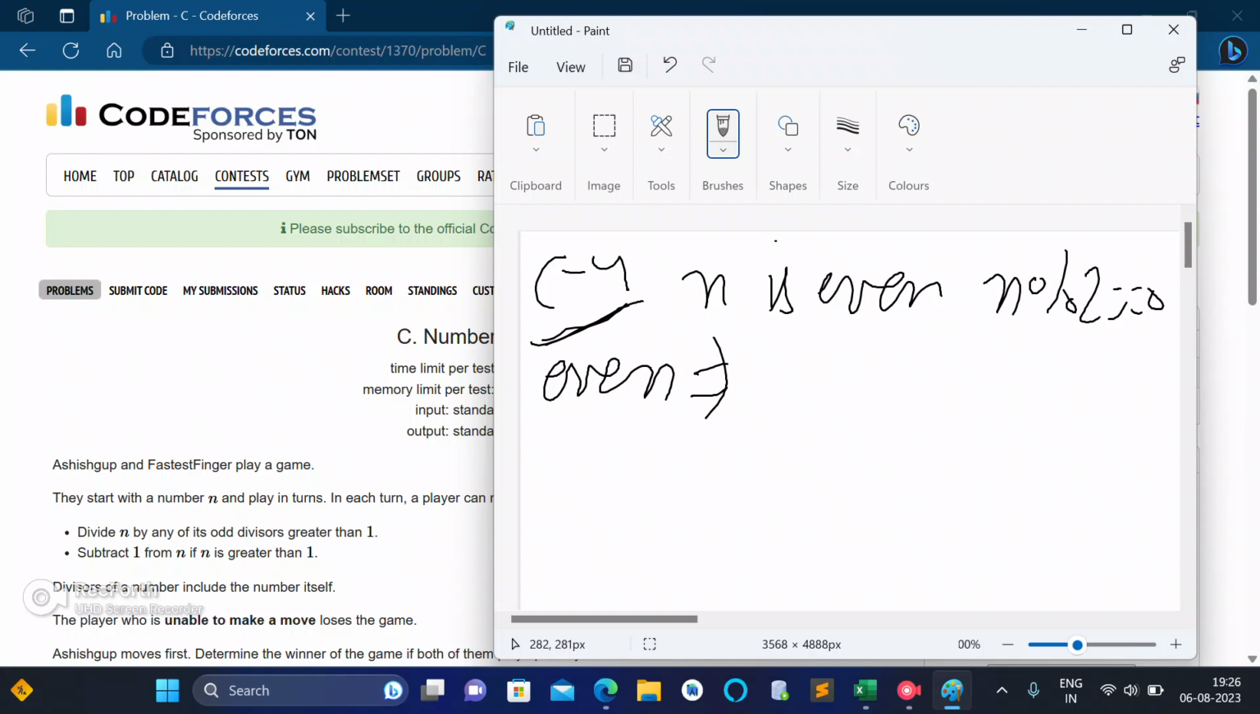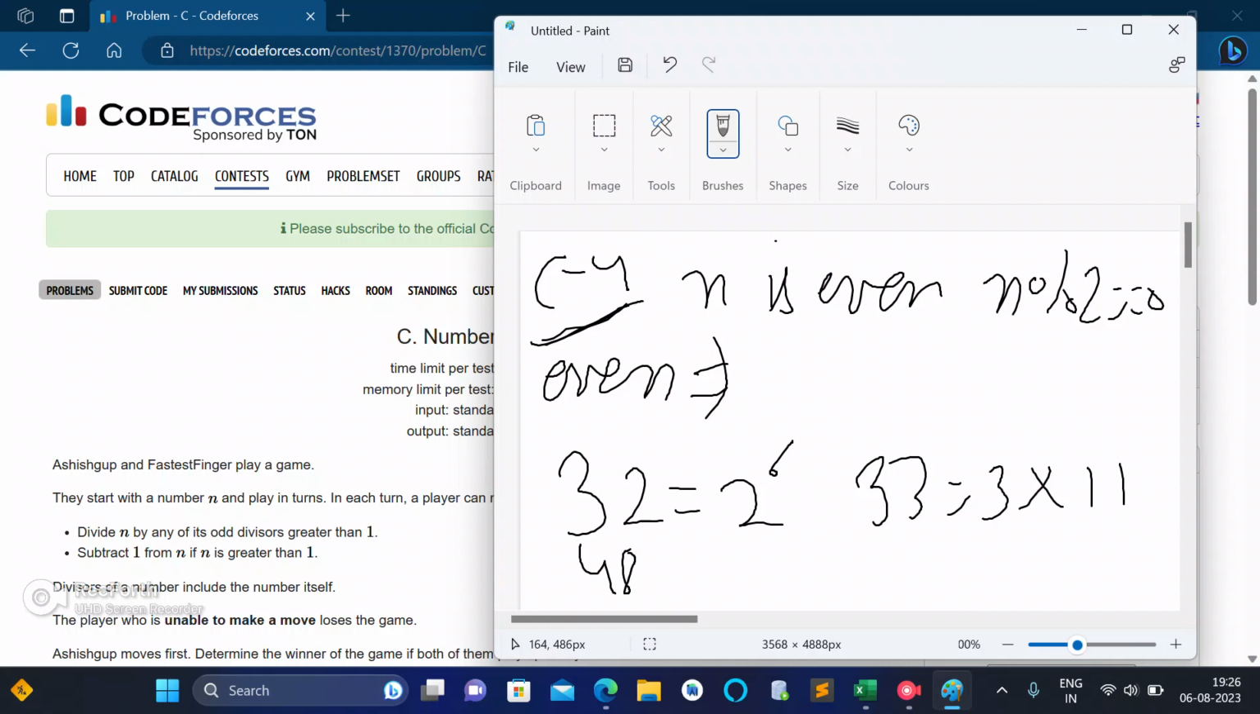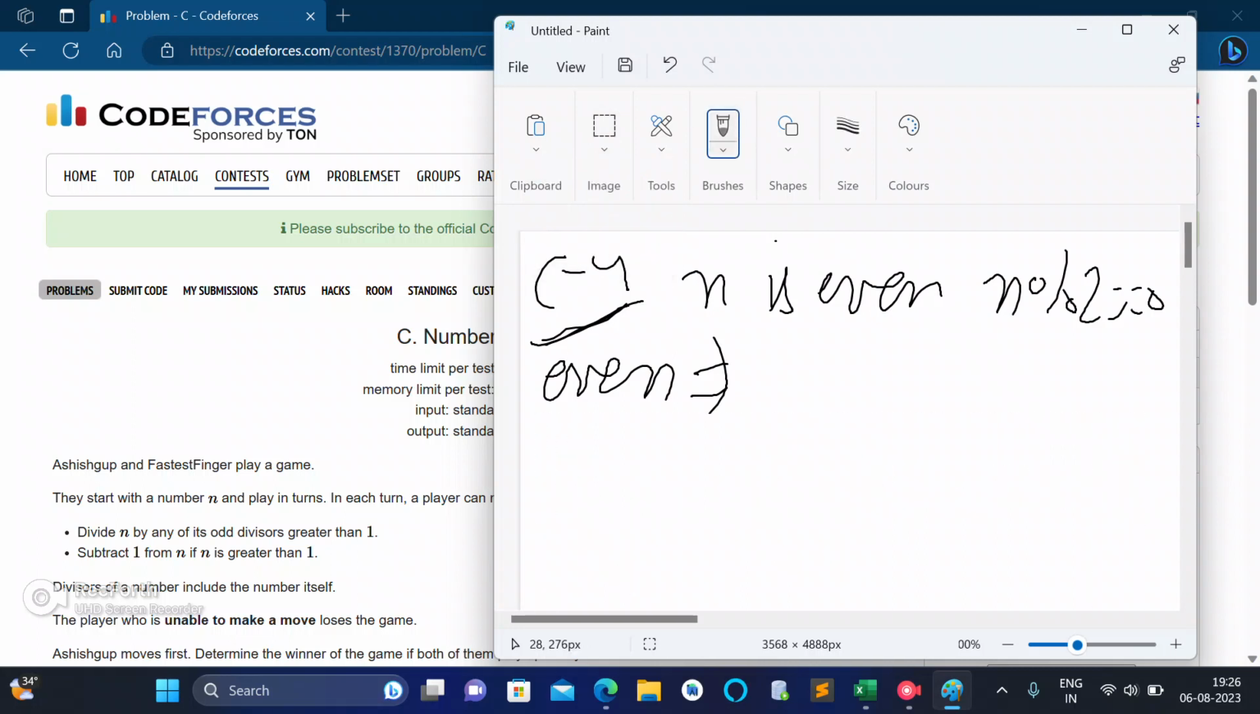You easily know that every number can be represented in the form of a product of prime numbers. For example, you can represent 32 as 2 raised to the power 6, 33 as 3 into 11, and 48 as 2 raised to the power 4 into 3. So you can easily see that we can represent any number as a product of prime factors. Again I am repeating, any number can be represented as a product of prime factors. We will use this concept here.